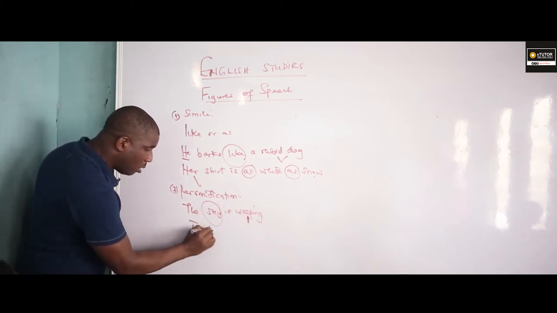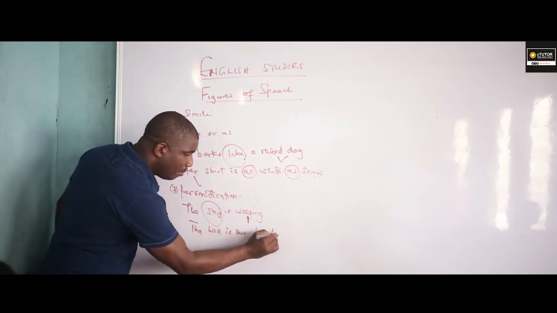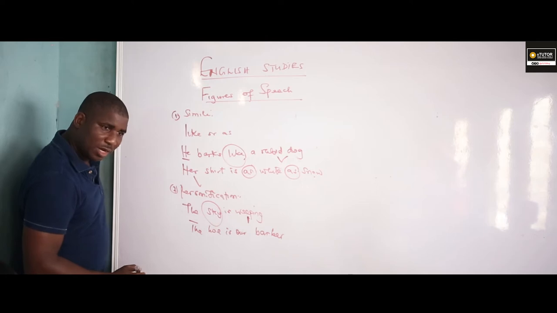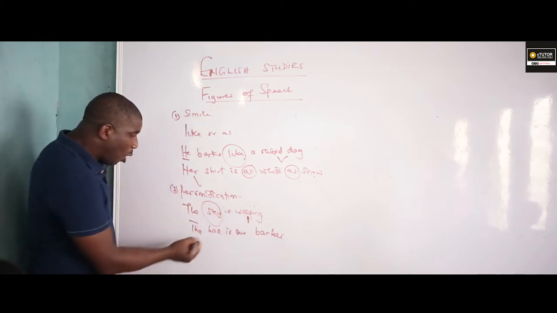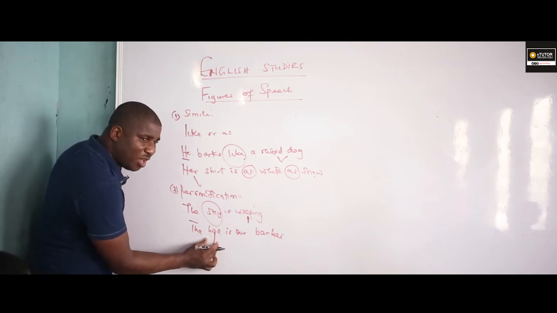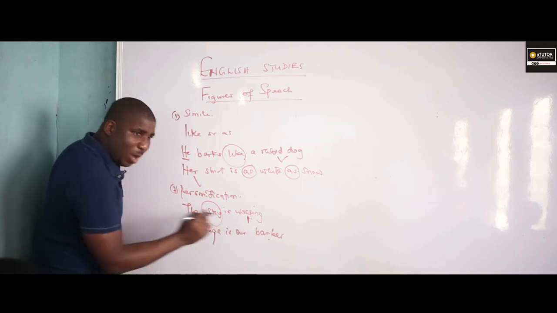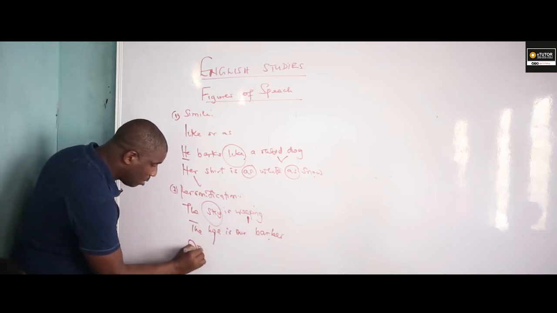The owl is a barber. A farmer can say the owl is our barber. Am I communicating? So owl is being what? Personified. It's given the attributes of a living thing. Do I seem to be communicating? Yes, sir. The next one is oxymoron.